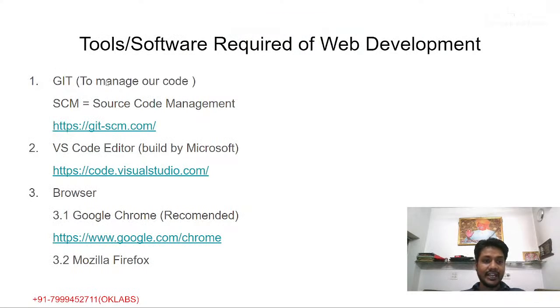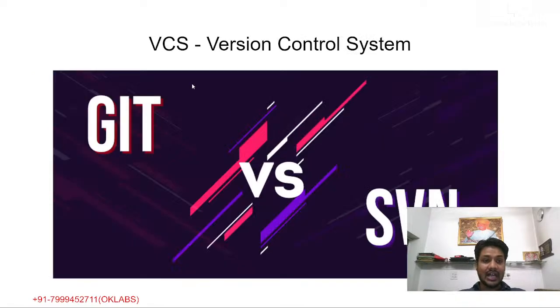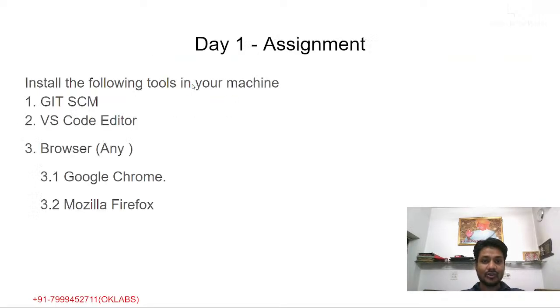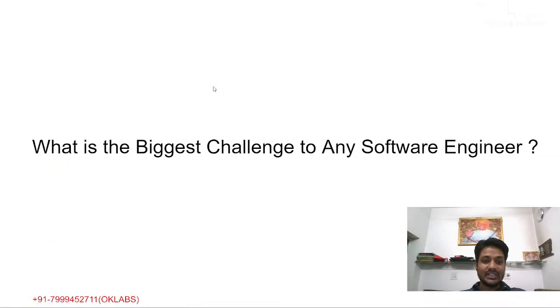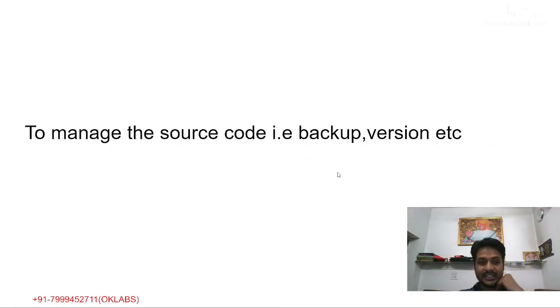Git is responsible for managing your source code. Let me ask you a question: what is the biggest challenge for any software engineer? The answer is to manage the source code. The biggest challenge of any software engineer is to manage their source code.